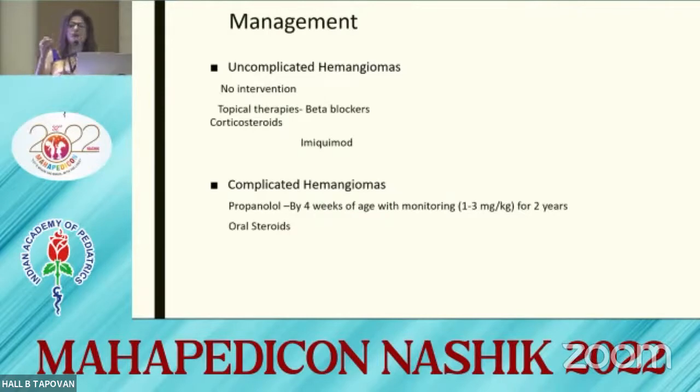So start with a lower dose of 1 per kg, gradually increase the dose, calling the patient in the OPD basis. The use of propranolol for hemangiomas was discovered by accident. There was a study from France where these kids had some cardiac abnormality and they were giving propranolol for the cardiac issues.